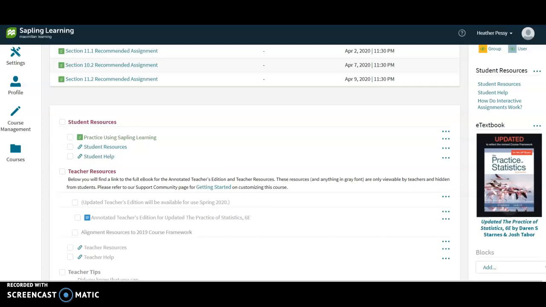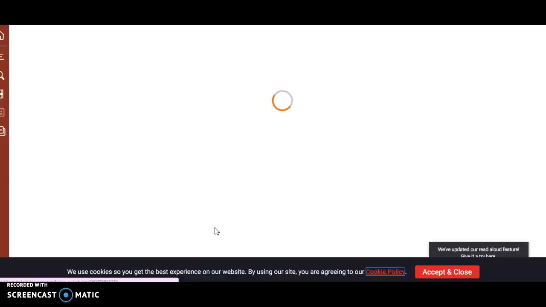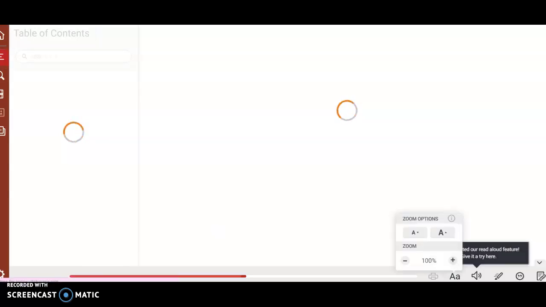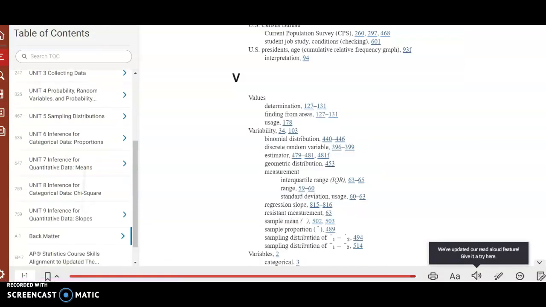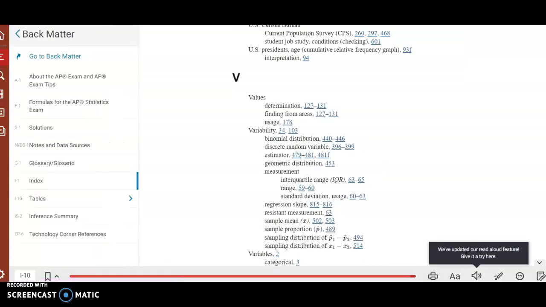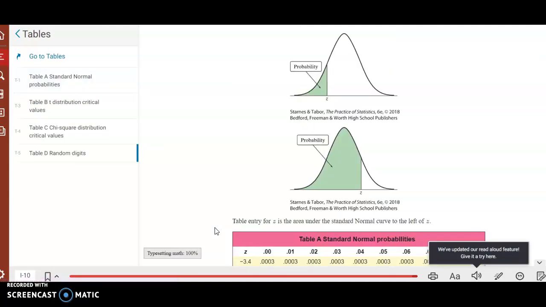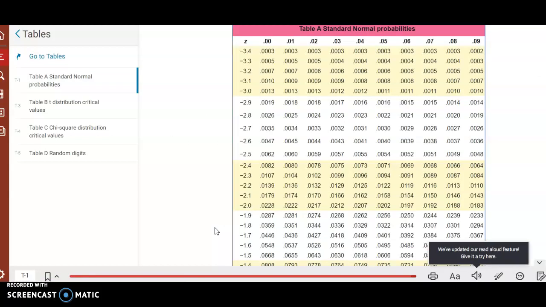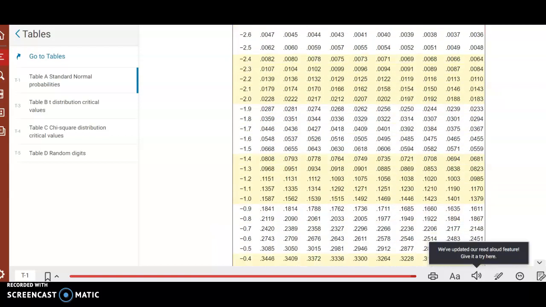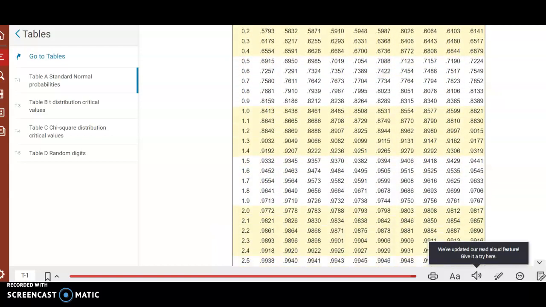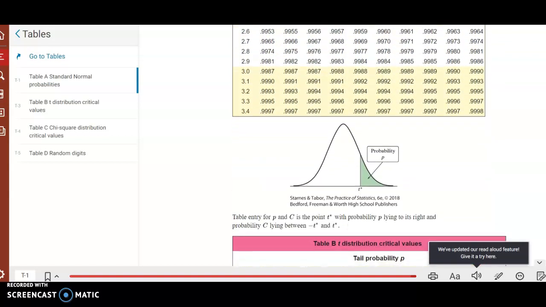So if you take a look at the textbook, just to show you what the difference is between the 2 tables. If we go to table of contents and go to the back matter for the tables, the table A, our standard normal table, what we're used to, we find the z-score to 2 decimal places, and this gives us everything from negative 3.49, working our way closer and closer to the center, and then to the positive side at the end.